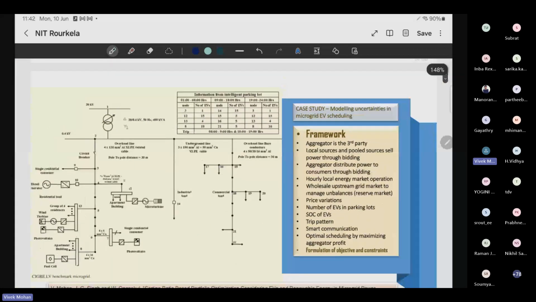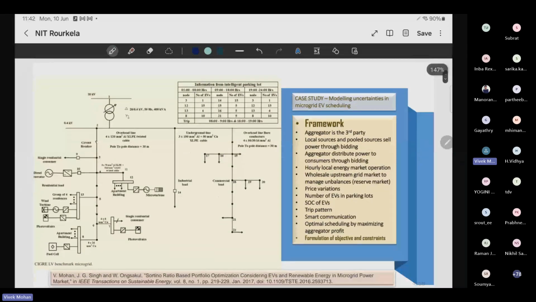Now, see this example. This is a case study. This particular system is a low voltage microgrid, where we have three different feeders. This is a residential feeder, this is an industrial feeder, and this is a commercial feeder. How they have modeled this particular system is that in the residential feeder, we have distributed energy resources, but we don't have any distributed energy resources in the industrial feeder and the commercial feeder for now. We can have resources, but in this particular example, there are none.